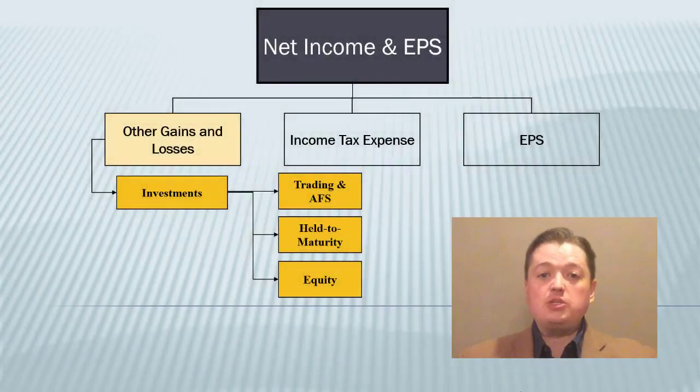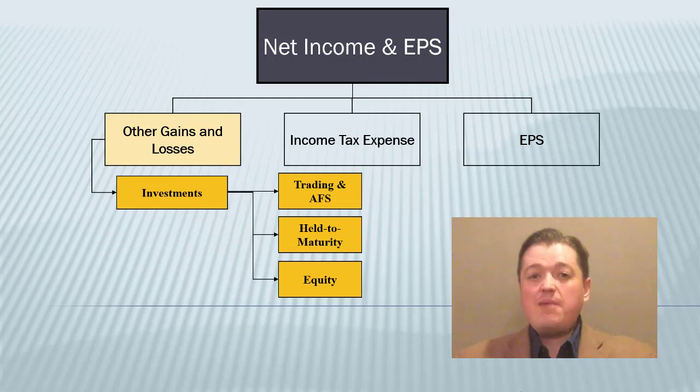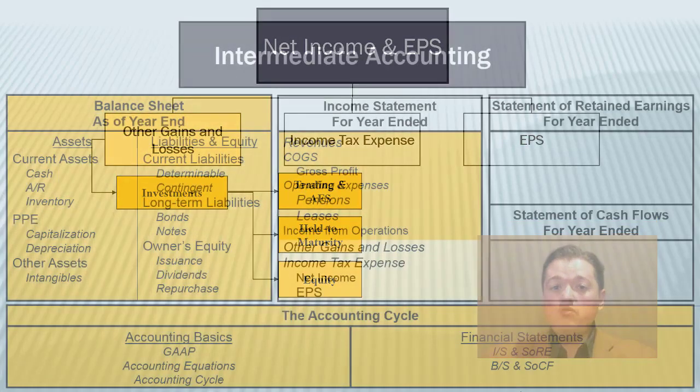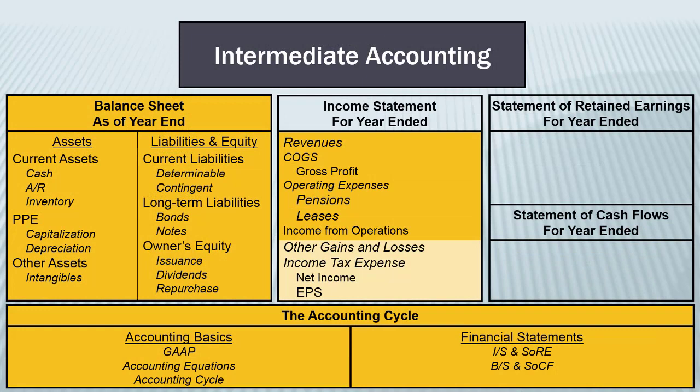Over our last few segments, we've been talking about other gains and losses, specifically from the purchase, sale, and market value adjustments for the stocks and bonds that we own as a company. That means that we are moving forward in our overall discussion of this last piece of the income statement, wrapping up the calculation of net income and earnings per share.